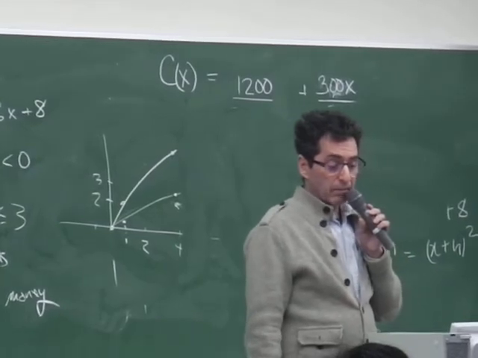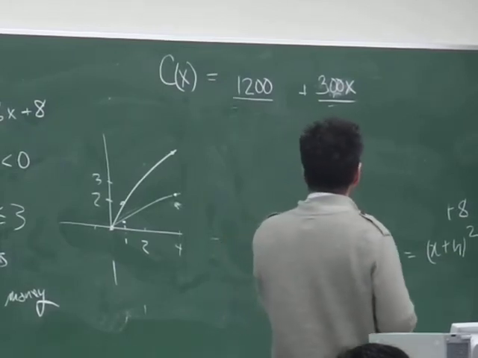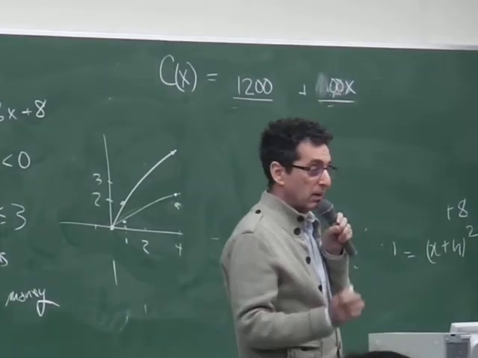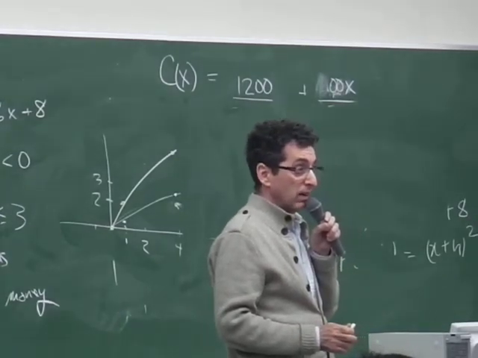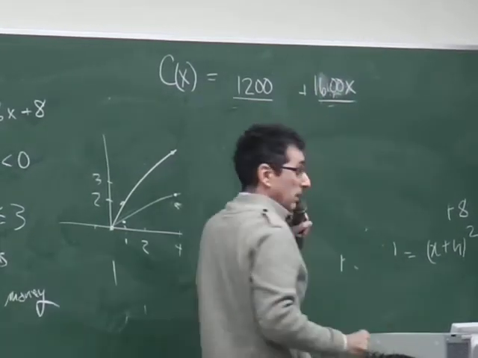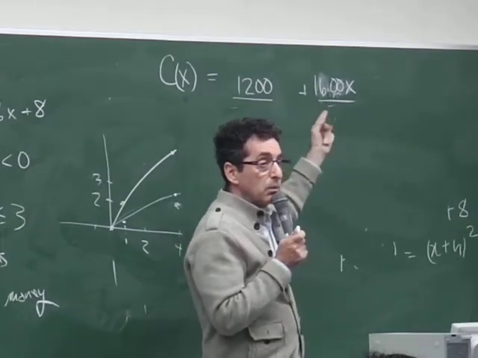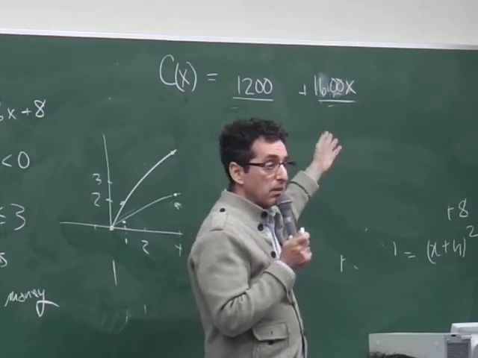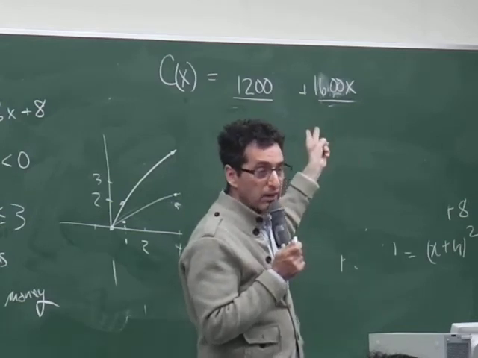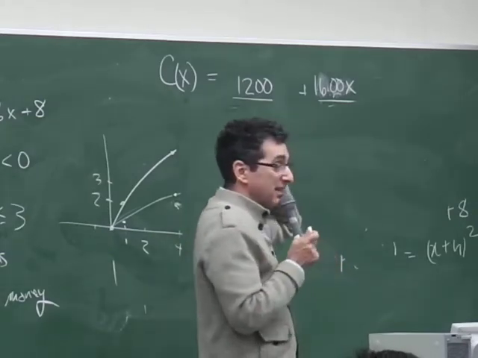Sorry, it said 1600, but okay. So actually, I should change this to match the problem. The fixed costs for this particular company are 1,200, and the variable costs are not 300. I said it was 300 per piano, right? If you produce one piano, it's plus 300. If you produce two, it's plus another 300. If you produce three, it's plus another 300, and so on, right? But here they're saying it's 1,600.